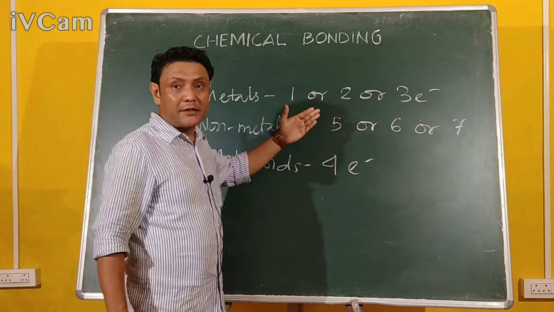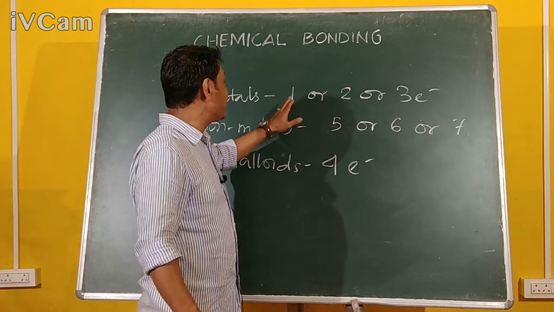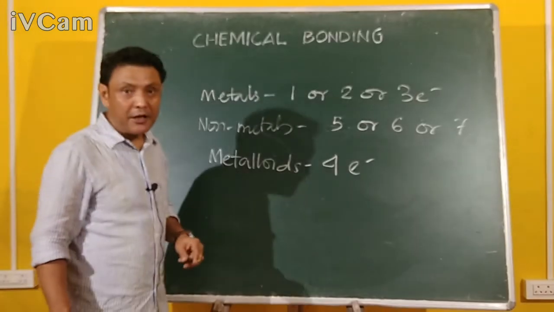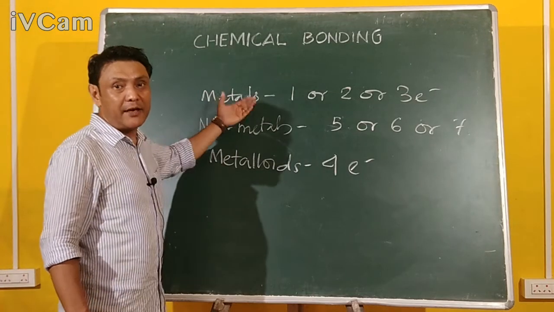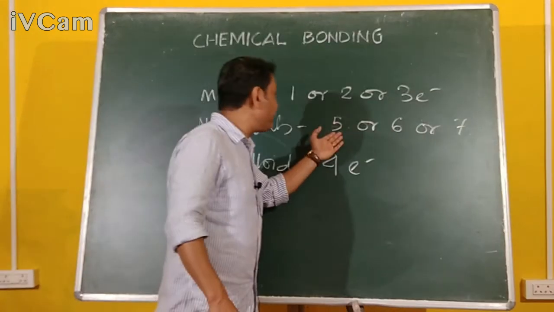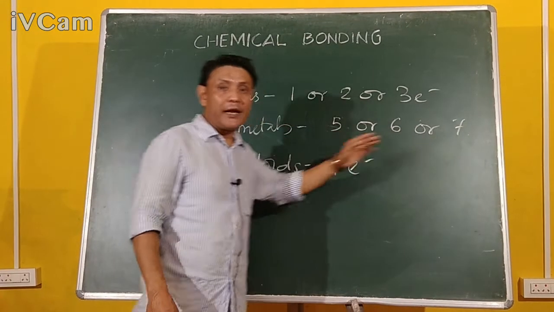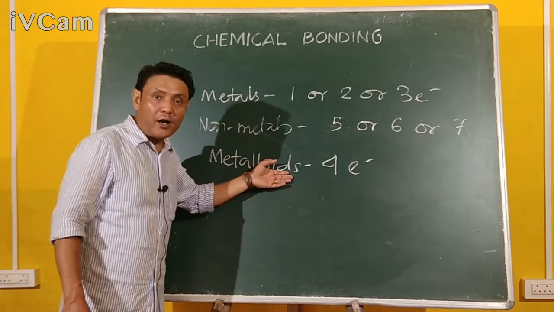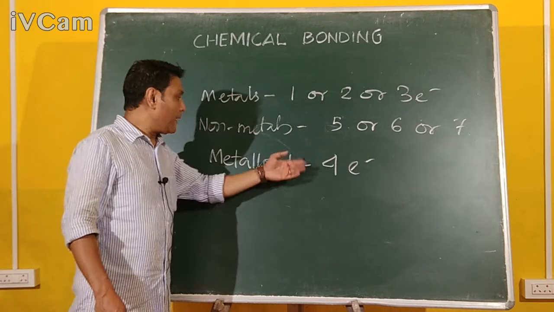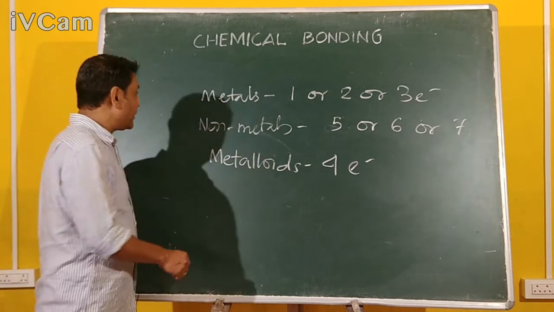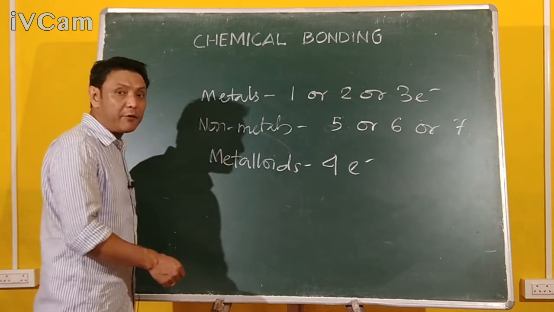If an atom of an element has 1 or 2 or 3 electrons in the outermost shell, it means that it is definitely a metal. And if an atom has 5, 6 or 7 electrons in the outermost shell, it means non-metals. If it has 4, then we call it a metalloid.